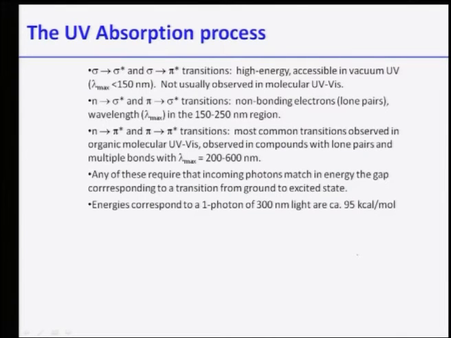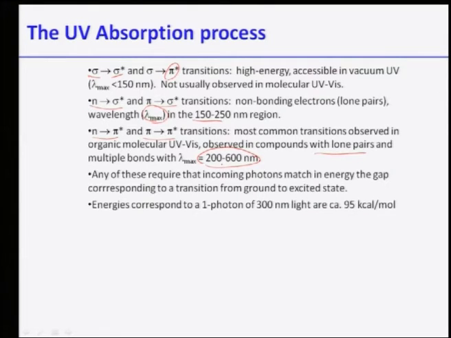And to tell you exactly about the ultraviolet absorption process, let us look at that. As I told you, there are different kinds of bonds, sigma and pi bonds. We can have transitions from the sigma bonding orbital to the sigma antibonding orbital, or sigma to pi antibonding orbital. They are very high energy, only accessible in vacuum ultraviolet, that is when wavelengths are less than 150 nanometers, and not usually observed in UV visible spectroscopy. On the other hand, n to sigma star, we will discuss n, sigma and pi in detail in a moment, or pi to sigma star transitions, are bonding to non-bonding transitions. The stars correspond to non-bonding transitions, that is lone pair electrons. Normally the wavelength where this absorption is maximum falls in the 250 nanometer region. Or you can have n to pi star or pi to pi star transitions, most commonly observed in organic molecules, with lone pairs and multiple bonds, normally at a little higher wavelength, 200 to 600 nanometers.